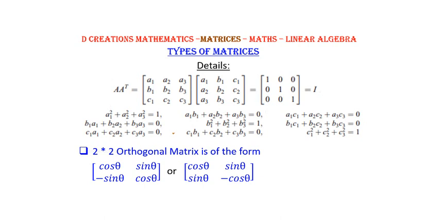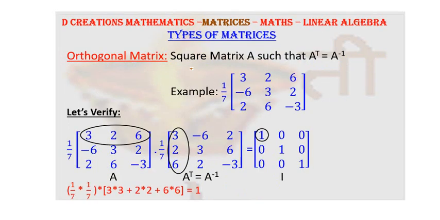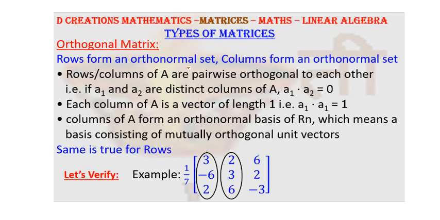All right. So what is the takeaway of this particular orthogonal matrix episode? That it is a square matrix and the condition should be that its transpose should be equal to its inverse, and the condition of rows forming an orthonormal set and columns forming an orthonormal set should also be verified.